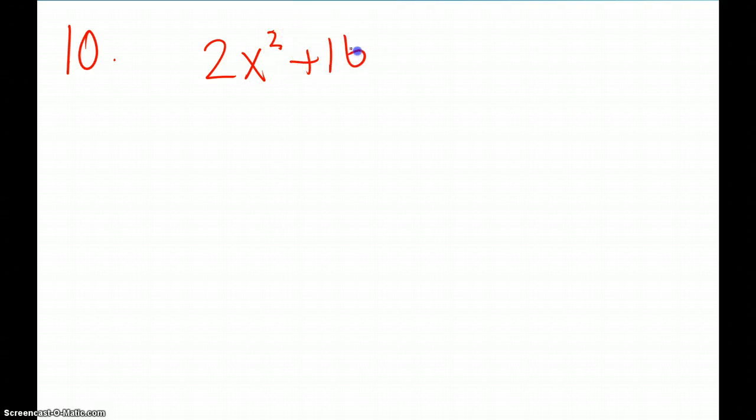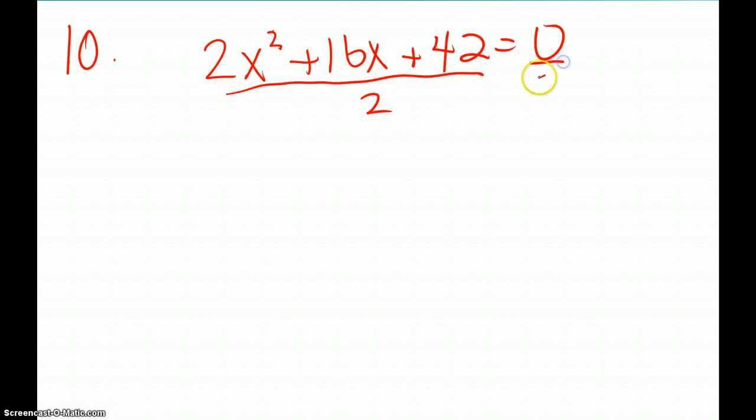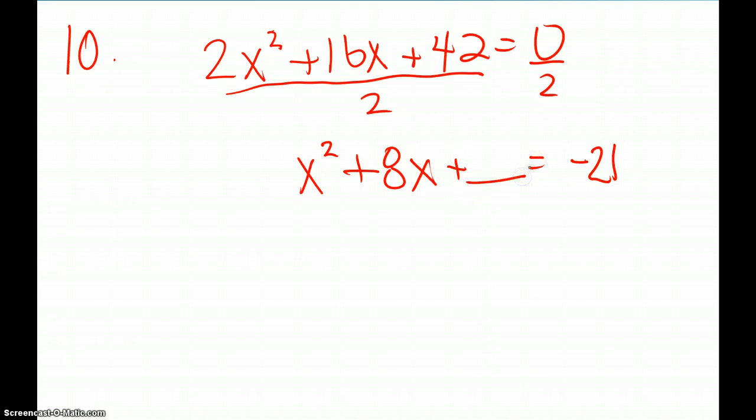Last problem. Number 10. 2x squared plus 16x plus 42 equals 0. They were trying to catch you on this one. You have to get rid of that 2 before you start. So divide everything by 2 before you ever start this problem. So now I get x squared plus 8x plus 21. I can already move that to the other side. So plus 21, I'm going to minus it to the other side. So I'm minus 21 on the other side, plus something.